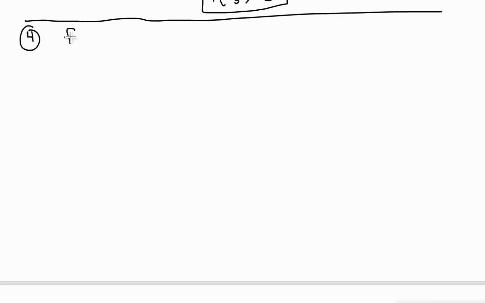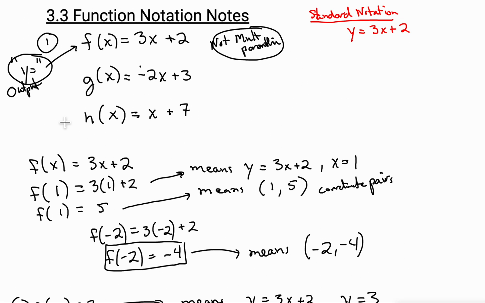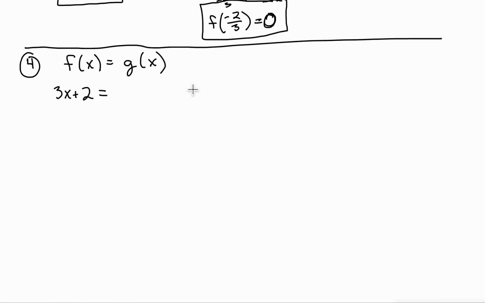So if we have f of x equals g of x. Well, f of x we've been using for a while, so that was 3x plus 2. And we defined g of x at the very beginning. So let's go back up to the very beginning. G of x was -2x plus 3. So we'll pull that back down here and write that down here, -2x plus 3. And now when we substitute those equations in for each of those, hey, we can solve for x.